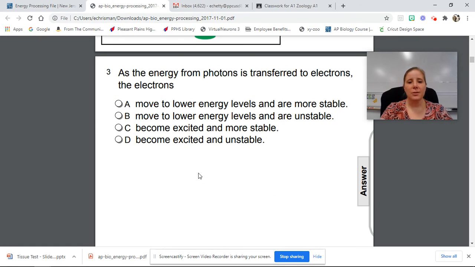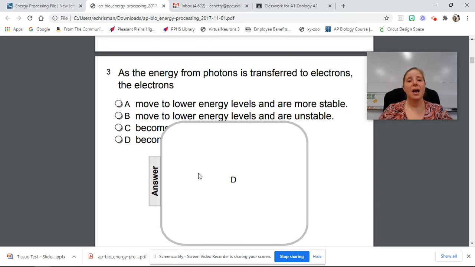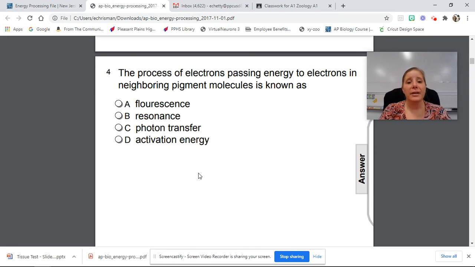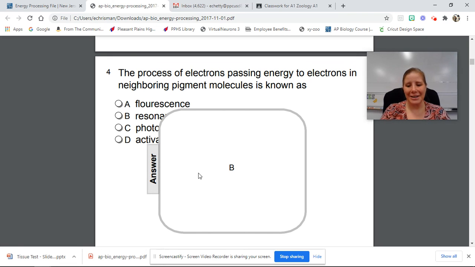So as energy from photons is transferred to electrons, the electrons move to lower energy levels and are more stable, move to a lower energy level and are unstable, become excited and become more stable, or become excited and become unstable. Get your answer. Did you say D? Good. They absorb the energy, they get all excited, and when you're excited, you are unstable. The process of electrons passing energy to electrons in neighboring pigment molecules is known as fluorescence, resonance, photon transfer, or activation energy. Get your answer. Did you say resonance? Good.